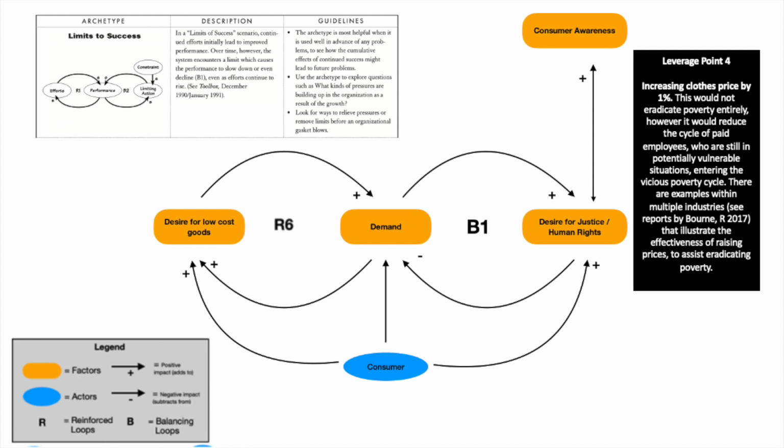This would not eradicate poverty entirely. However, it would reduce the cycle of paid employees who are still in potentially vulnerable situations entering the vicious poverty cycle. There are examples within multiple industries that illustrate the effectiveness of raising the prices to assist in eradicating poverty. However, after analysing further and considering possible outcomes, corporations' desire for profit may see them take the newfound 1% profit themselves, and thus continue the vicious loop of poverty for its workers, whereby additional actors such as governmental legislation would be vital.